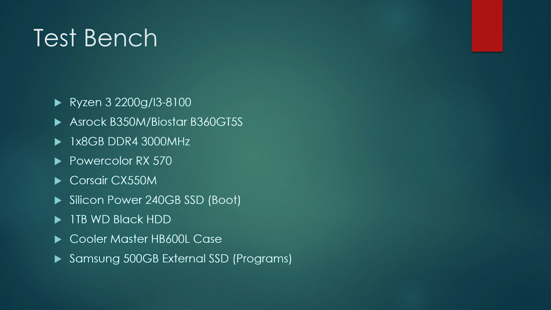So this is the general system. We have both processors and their respective boards. We are running a single 8 gig stick of DDR4. It is rated up to 3000 megahertz. You'll see on the next slide how that broke down. We have a PowerColor RX 570, a Corsair CX550M power supply, a Silicon Power 240 gig SSD, a 1 terabyte storage drive that did pretty much nothing, and a Cooler Master case that didn't have the best airflow, but I added some extra fans to increase that. Let's take a look at the individual profiles for each individual test.